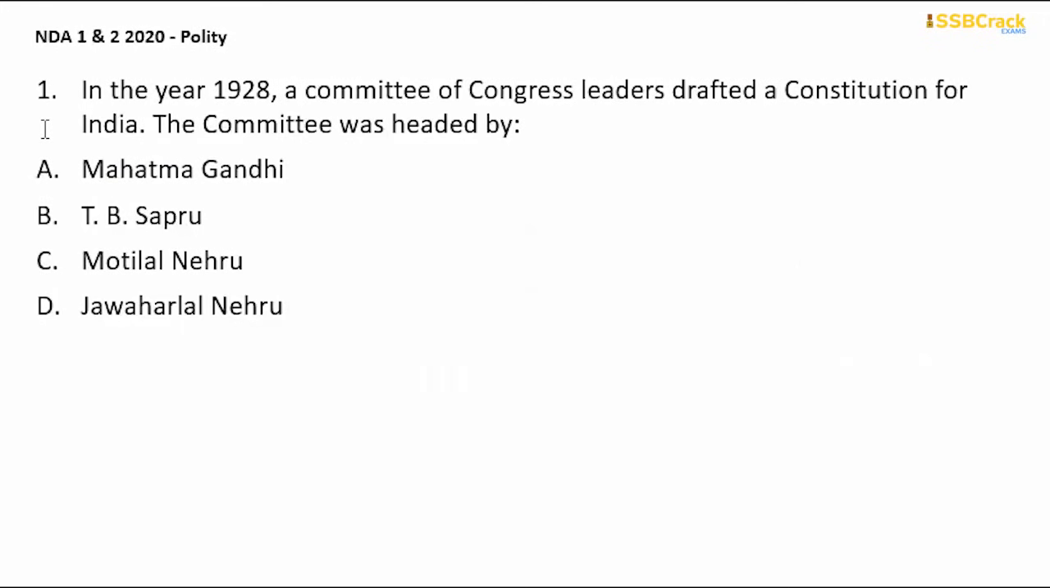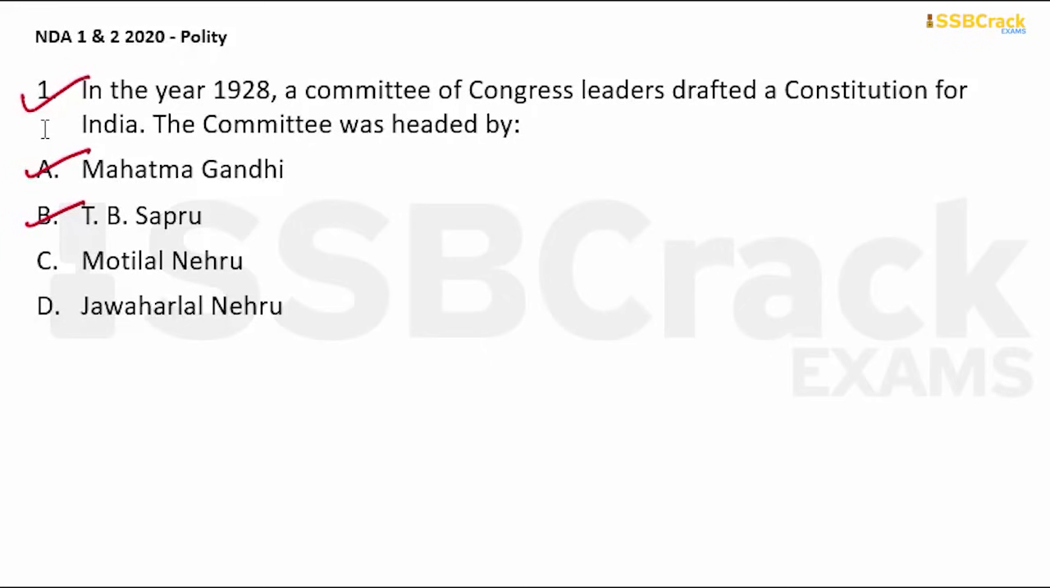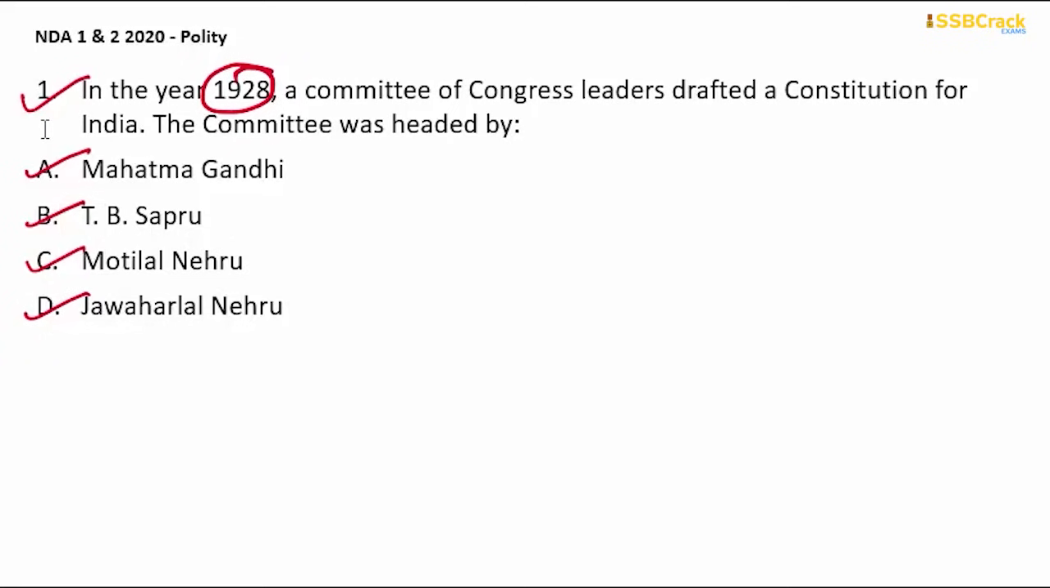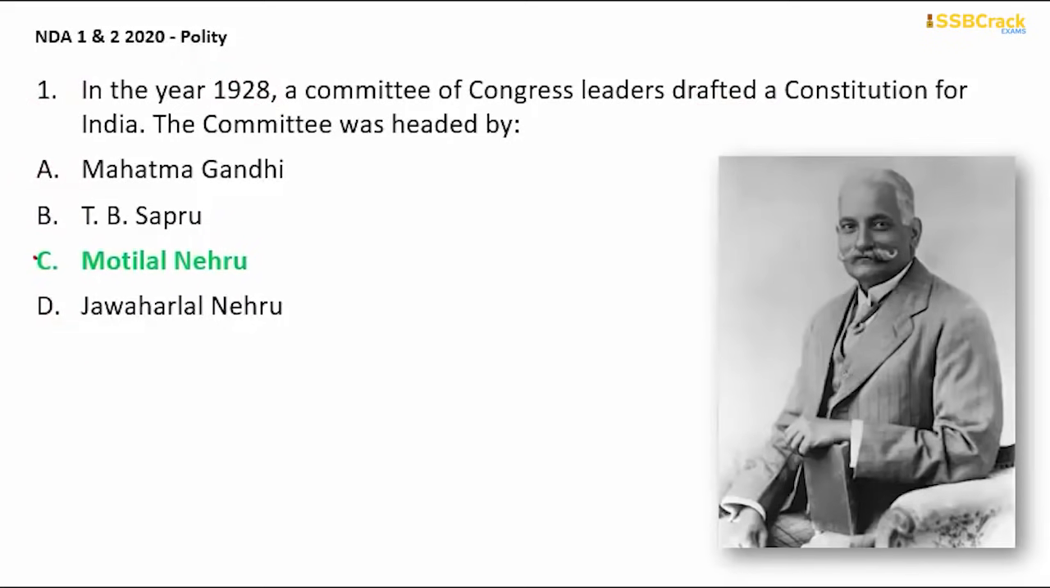Let us start with the first question. In the year 1928, a committee of Congress leaders drafted a constitution for India. The committee was headed by A. Mahatma Gandhi, B. T.B. Sapru, C. Motilal Nehru, and D. Jawaharlal Nehru. So in 1928, Congress formed a committee for drafting a constitution, headed by which of the following? This is a tricky question because they are not asking about the constitution drafting committee, but the committee formed by Congress at the time. So the correct answer will be Motilal Nehru ji.